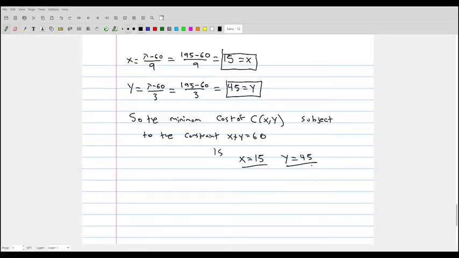So this is a very, very powerful procedure. It applies really any time you have some sort of cost you want to minimize, or any time you have a function that you want to minimize or maximize, but you also have a constraint that you have to take care of.